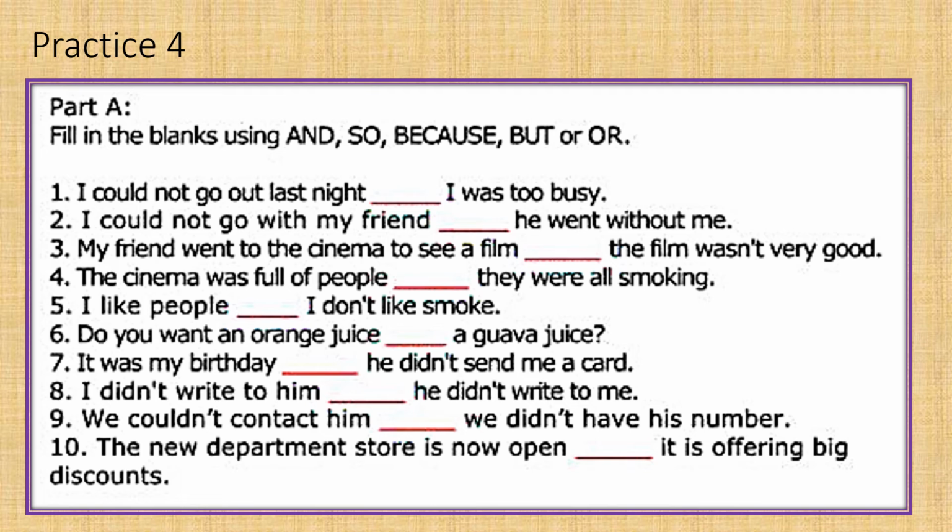Number 4. The cinema was full of people and they are all smoking. Look at number 5. I like people, but I don't like smoke. What about number 6? Good. Do you want an orange juice or a guava juice? Good. Number 7. It was my birthday, but he didn't send me a card. Okay, good. I didn't write to him, so he didn't write to me. Very good. We couldn't contact him. Yes, because we didn't have his number. And the last one, number 10.